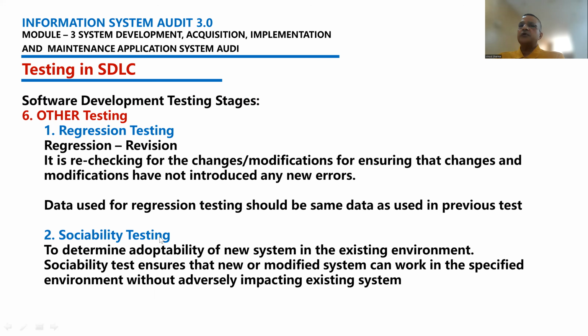Now, the sociability testing. The word sociability itself says how well you gel with others. So it determines the adaptability of a new system in the existing environment. Normally what happens is that the program which is being developed may not be on the same platform. When I say platform, I'm talking about the operating systems. The development environment may be different. So sociability testing is performed so that one should come to know how well the system mixes up with the existing environment.